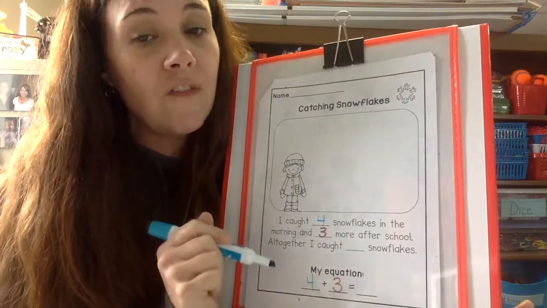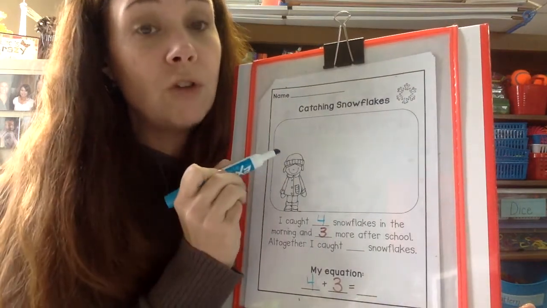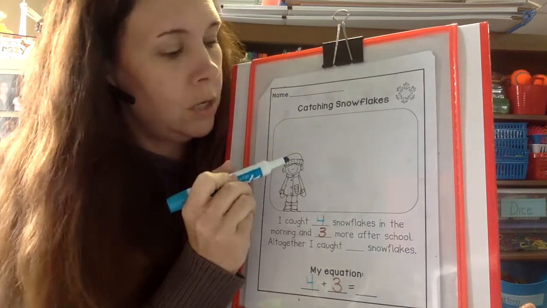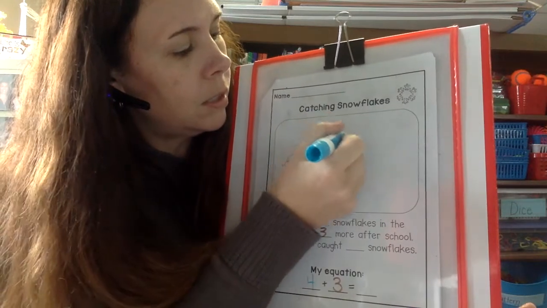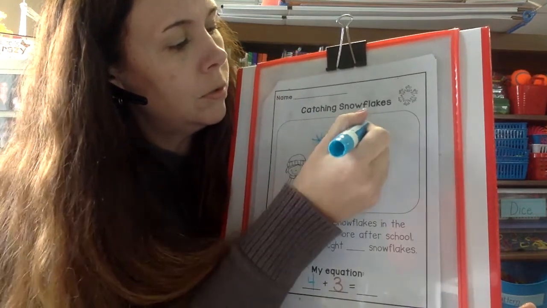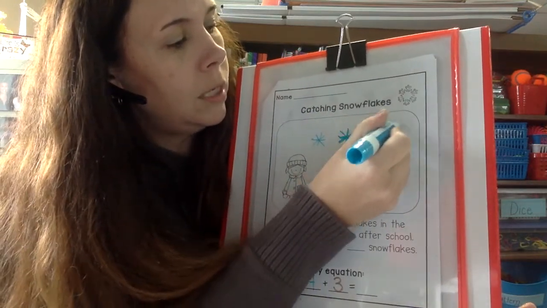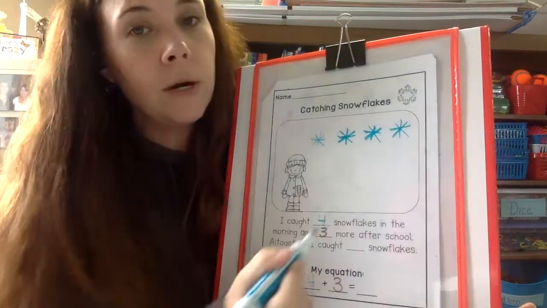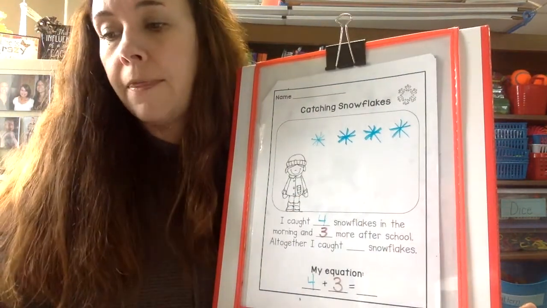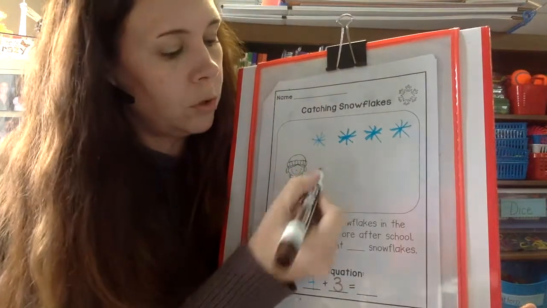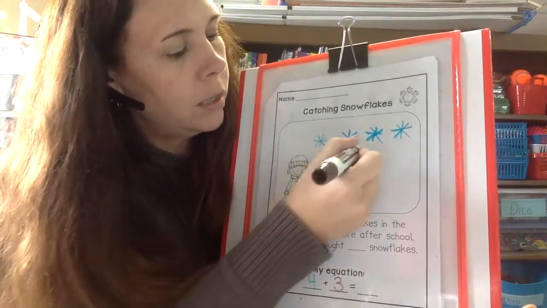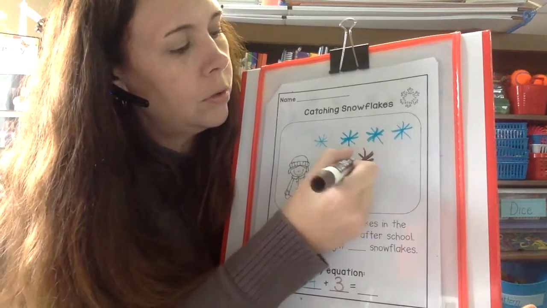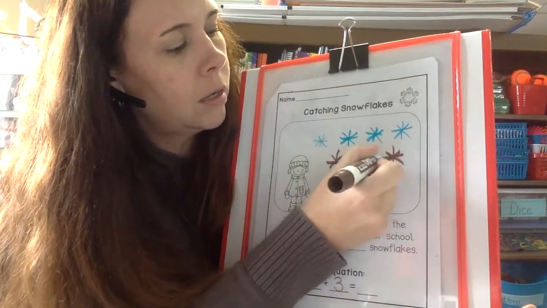Now, before I find out the answer, it's going to help me if I draw my pictures to go with it first. So 4 in the morning, 1, 2, 3, 4, and then 3 more after school. So I'm going to get my brown. I'm going to do 3 more. 1, 2, 3.